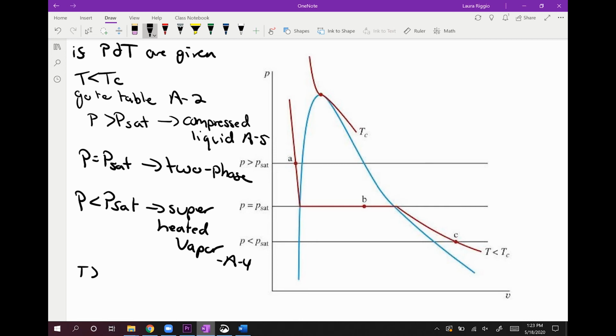And if my temperature was actually greater than my critical temperature, I would use table A4 because I am now in the superheated gas range, and whether or not I am a liquid or a gas would depend on my pressure.